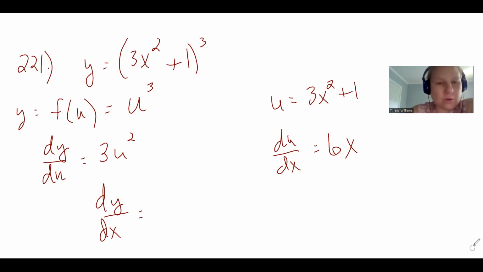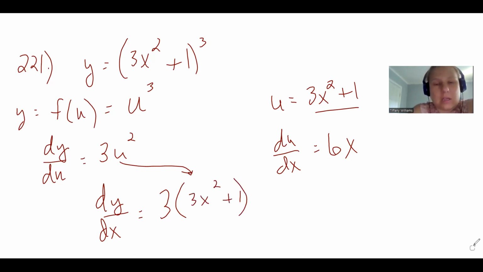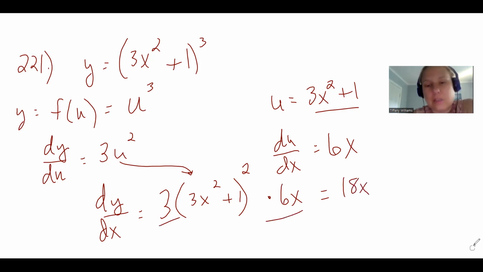To find dy dx, remember that's going to be dy du. So dy du is going to be 3, but instead of u, remember we want to replace that u with what it actually is, so 3x squared plus 1, now squared, times du dx, so times 6x. And then from here, I just want to clean this up. Again, we took the derivative of the outside, the derivative of the inside. So this is going to be 18x, because I can do the 3 and the 6x together. The 3x squared plus 1 just hangs out, and that's raised to the second power. So that's 221.